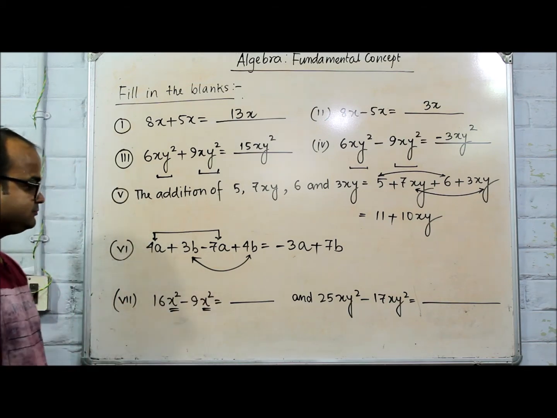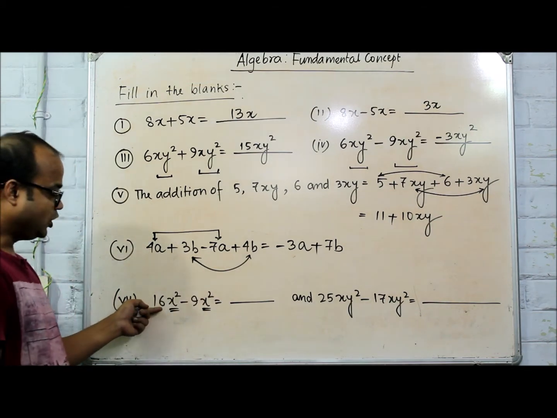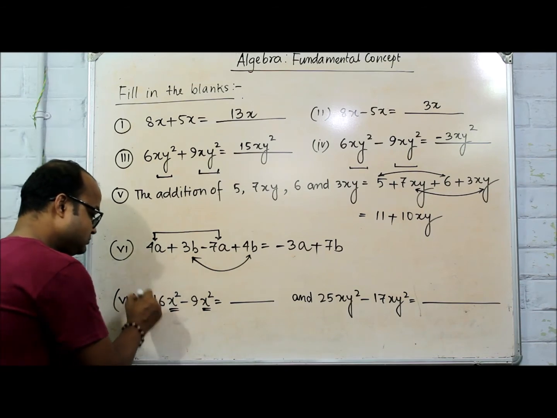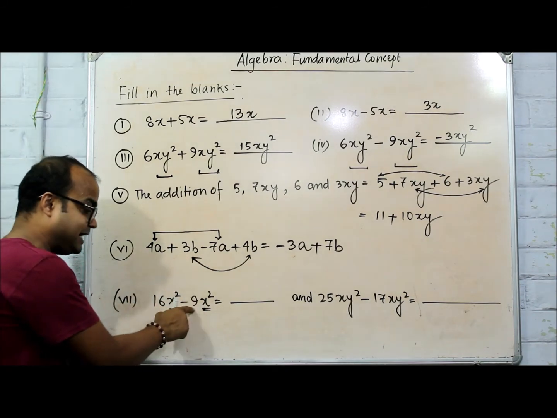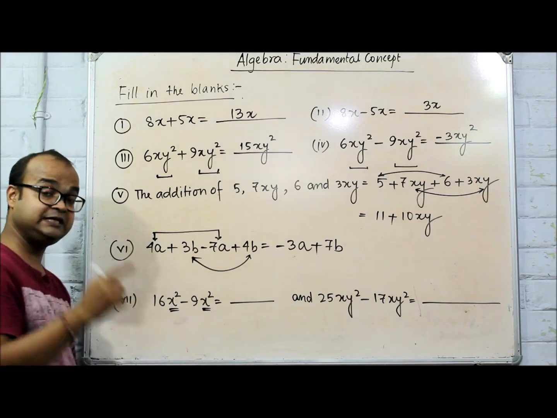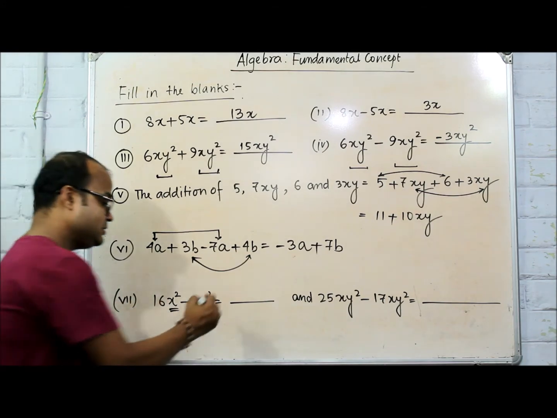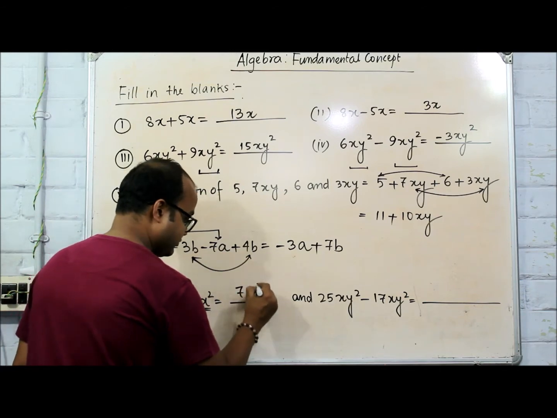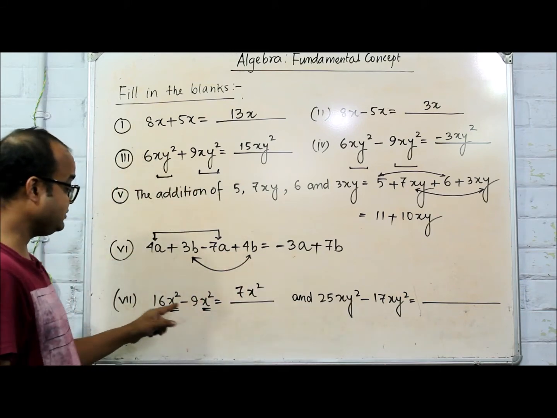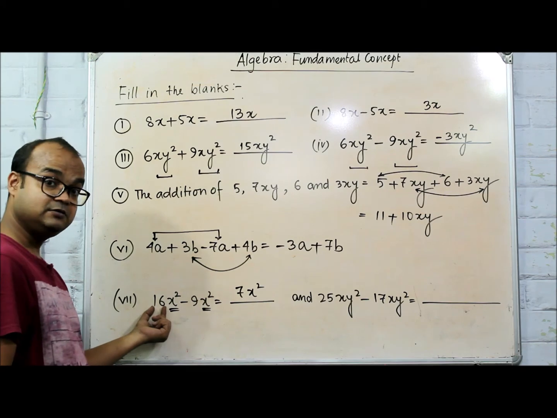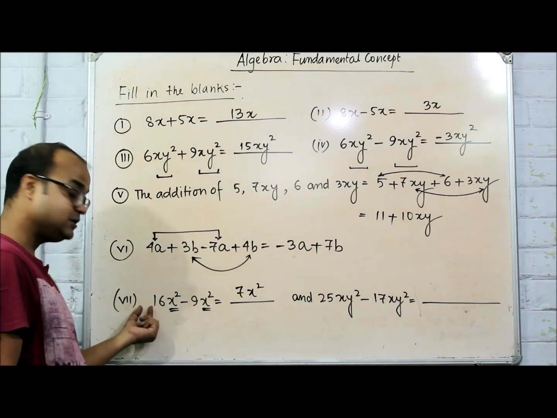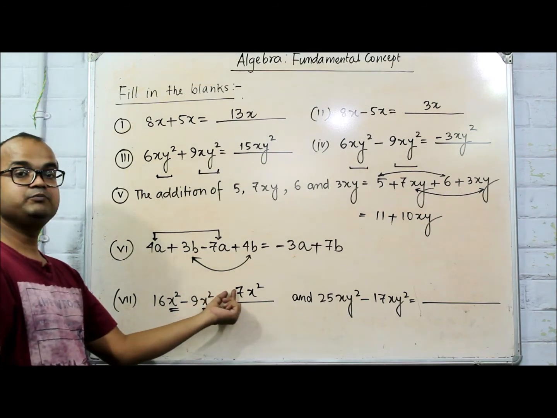x square, like terms, opposite sign. 16 positive, minus 9 negative, opposite sign, subtract. 16 minus 9, 7x square. Which one is bigger in magnitude? 16 is bigger. What sign does it have? Positive, so the result will be positive.